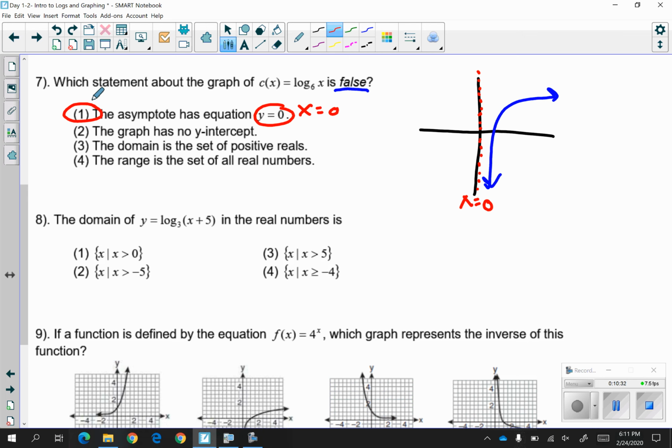The graph doesn't have a y-intercept because of the asymptote. The domain is the set of all positive real numbers, right? Because the positive values are anything greater than 0, which is what we have. And the range is all real numbers, because there's no restrictions on it going up or down.